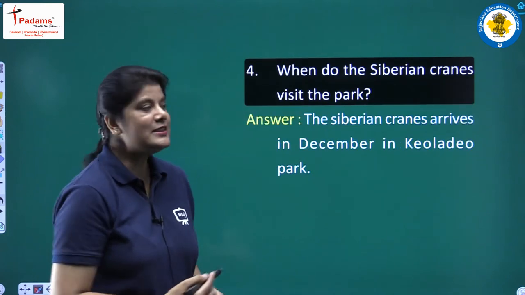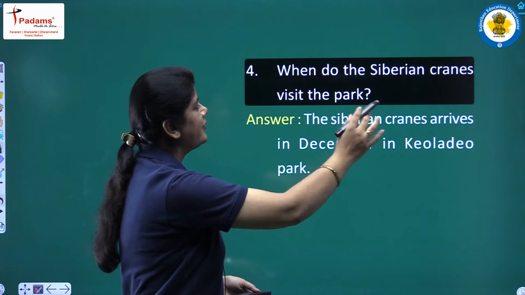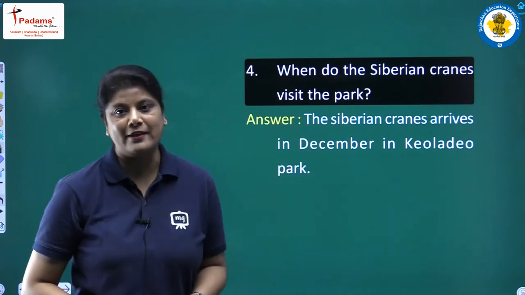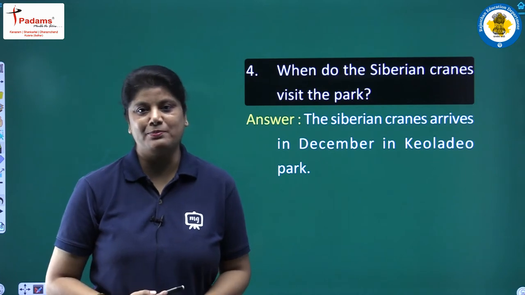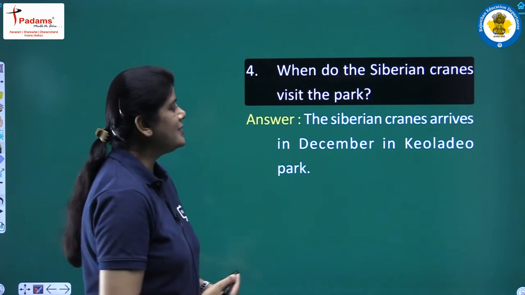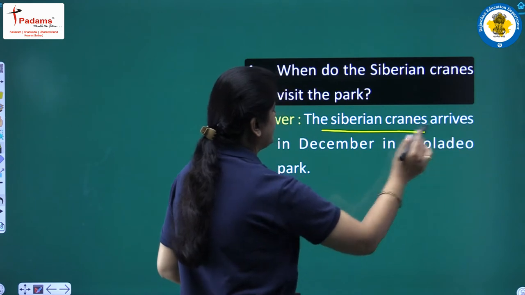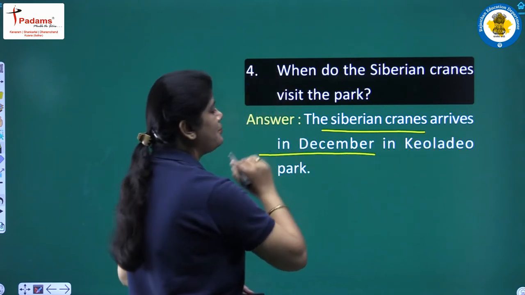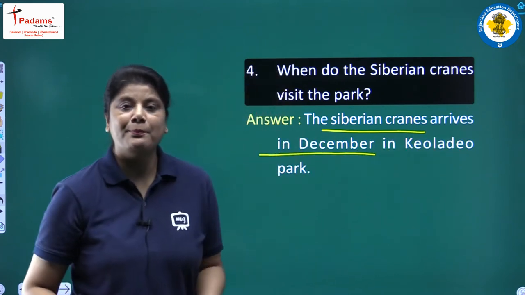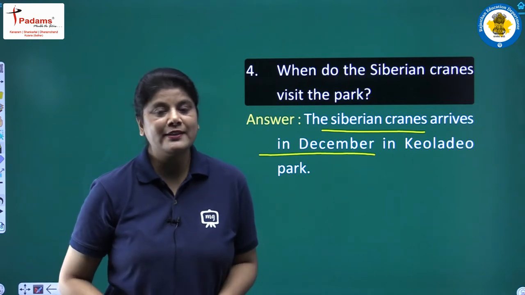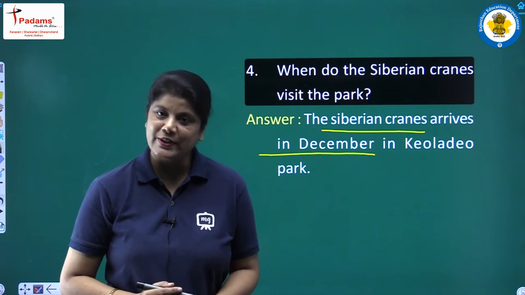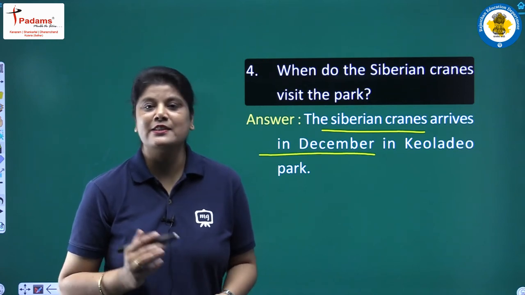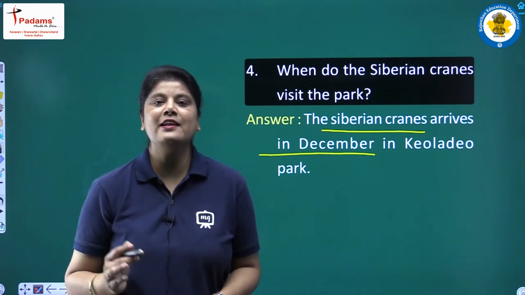Question number 4 is, when do the Siberian cranes visit the park? Siberian cranes kab aate hain Ghana National Park mein? Answer is, the Siberian cranes arrive in December in Kailadev Park. Aur kab tak rehte hain? They stay till March. Okay students, they come in December and they stay till March.